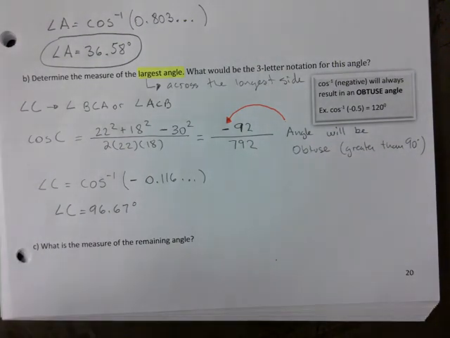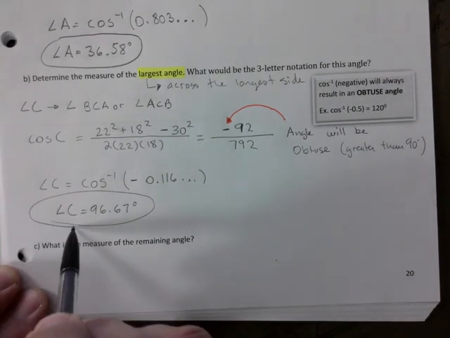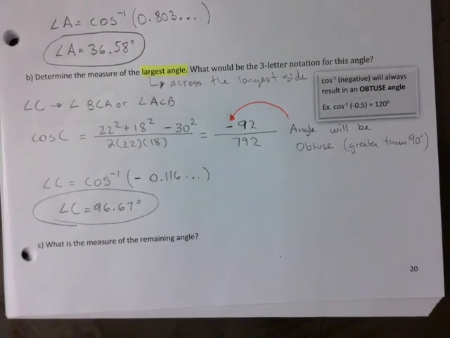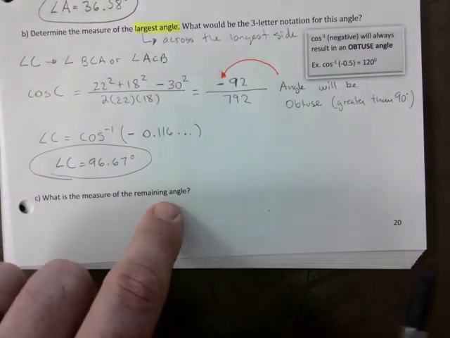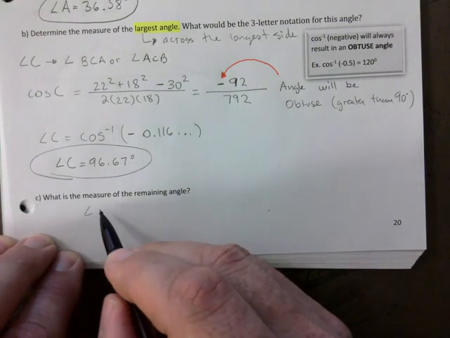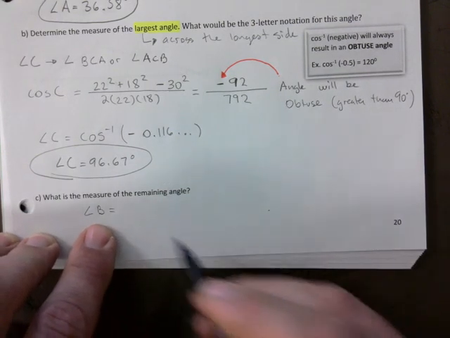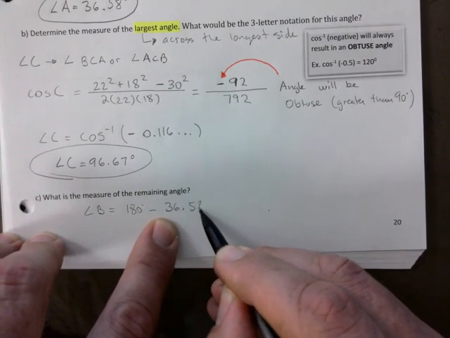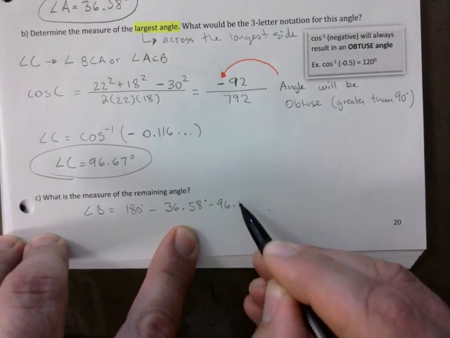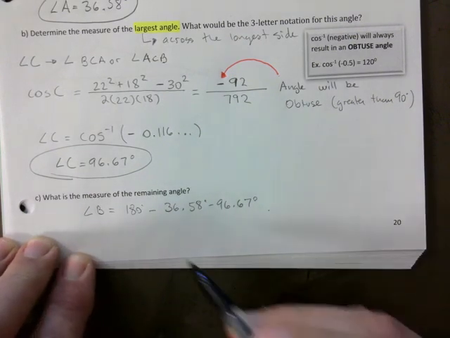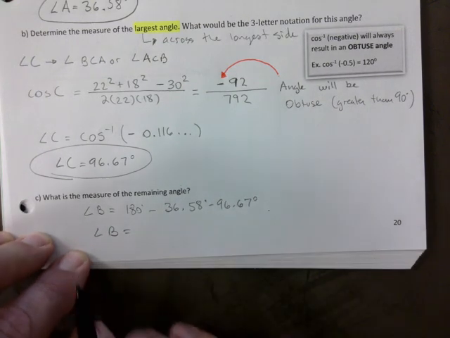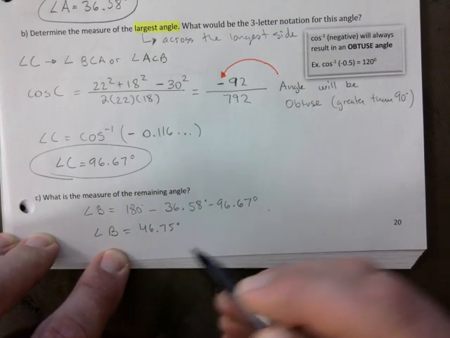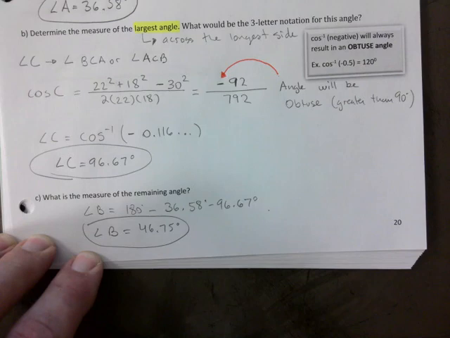Now we know what the problem is. There it is. It's obtuse, right? Greater than 90. And if you want to find the last one, the measure of the remaining angle, you can use sine law, cosine law all over again. But I'm not going to. Remember, if you have two angles, you actually have them all. So I'm just going to use that property. And the answer is 46.75 degrees. There.